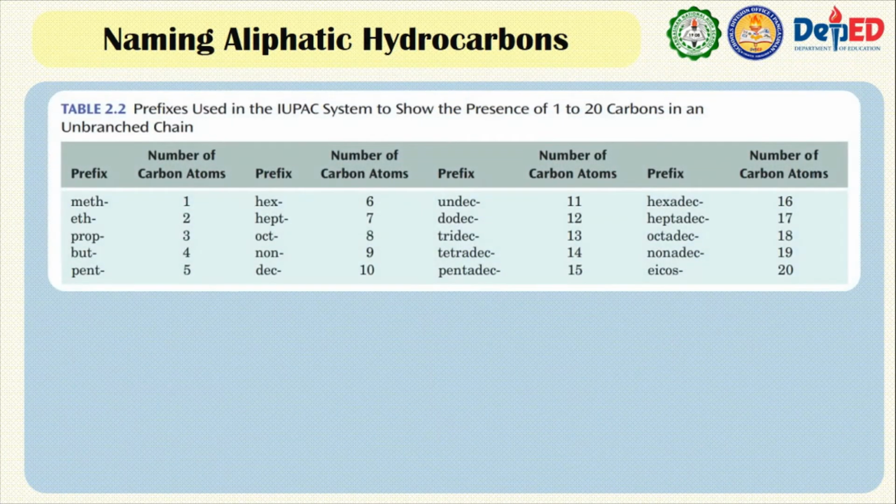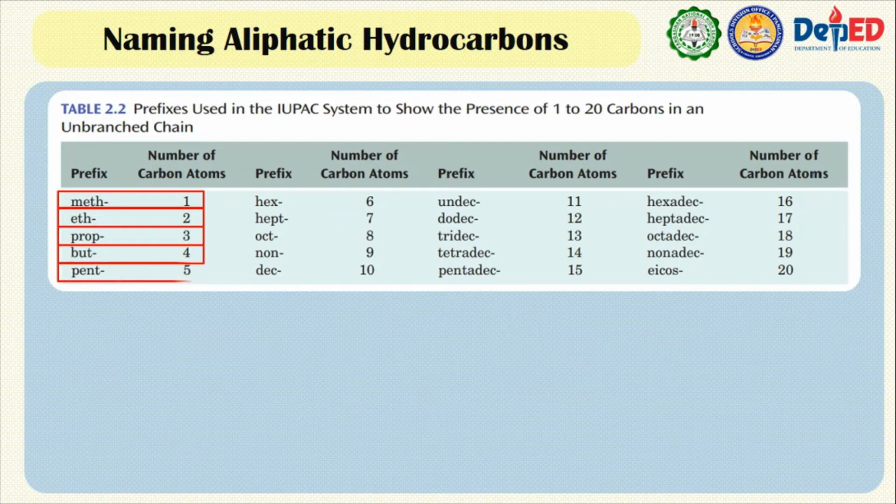Now let's name aliphatic hydrocarbons. This table contains prefixes used in the International Union for Pure and Applied Chemistry system to show the presence of 1 to 20 carbons in an unbranched chain. If a hydrocarbon contains 1 carbon atom, we use the prefix meth. If it contains 2 carbon atoms, we use eth, and so on.